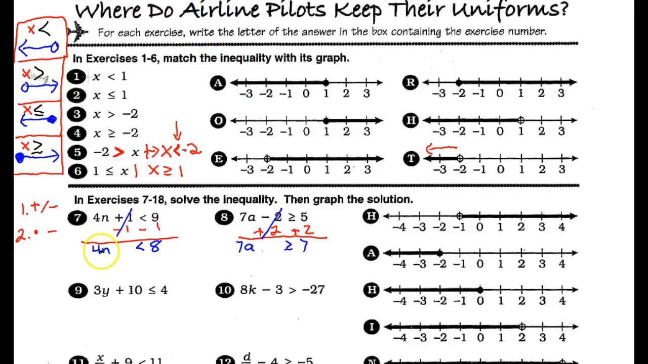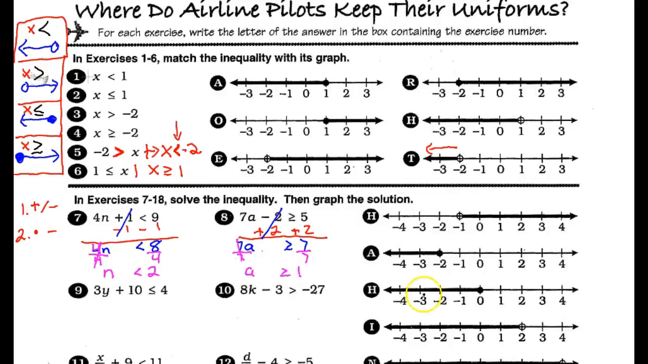So these are both multiplication. 4 times what? 7 times what? So both of them we want to divide. And the sign is the same when you're dividing and multiplying. So it's a 4 on top, so we divide by 4. 4's cancel out, equal 1. 8 divided by 4 is 2. Number 8, 7's cancel out, equal 1. And 7 divided by 7 is 1.